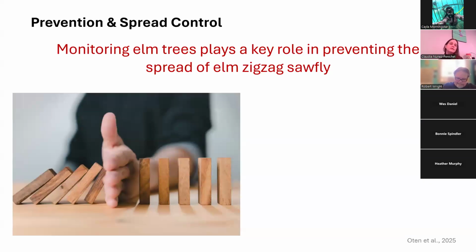So the first thing for preventing and controlling the spread is monitoring all the elm trees that we can, because that's a key component in detecting the invasion at an early stage and being able to do something about it, in order to prevent it from continuing to move forward.